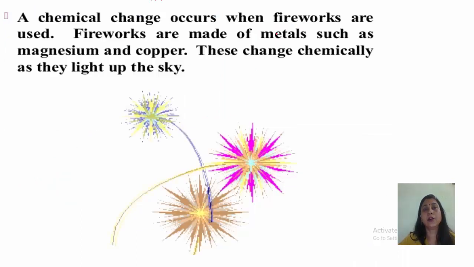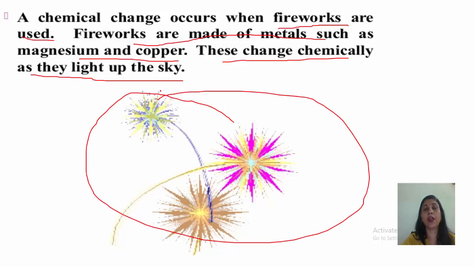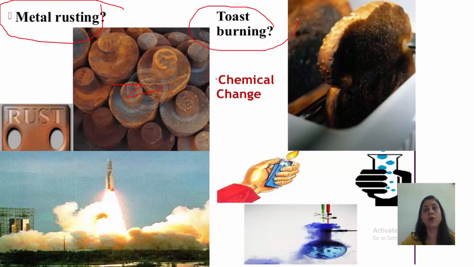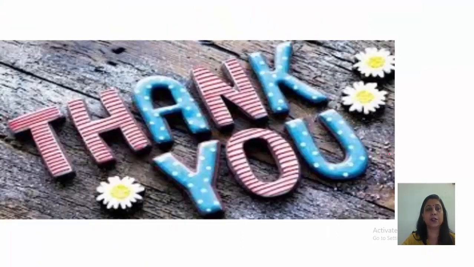Now, a chemical change occurs when fireworks are used. Fireworks means jab hum patakhe chhodte hain toh kya hota hai, chemical change hota hai. Fireworks are made up of metals such as magnesium and copper, and these change chemically as they light up in the sky. You can see the changes. The fireworks, they undergo a chemical change. Now all these are examples of chemical change. Rusting of matter, you can see here. Burning of toast. Here in this rocket, fuel is burning. Lighter, the chemical reaction is taking place. All these are chemical changes.